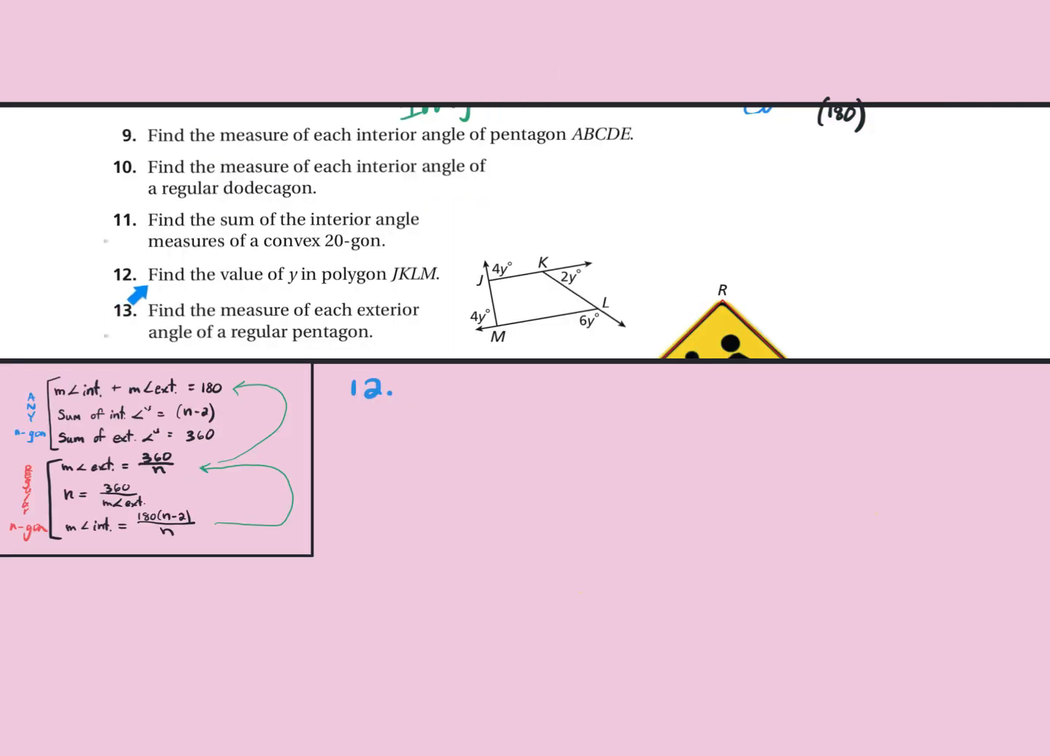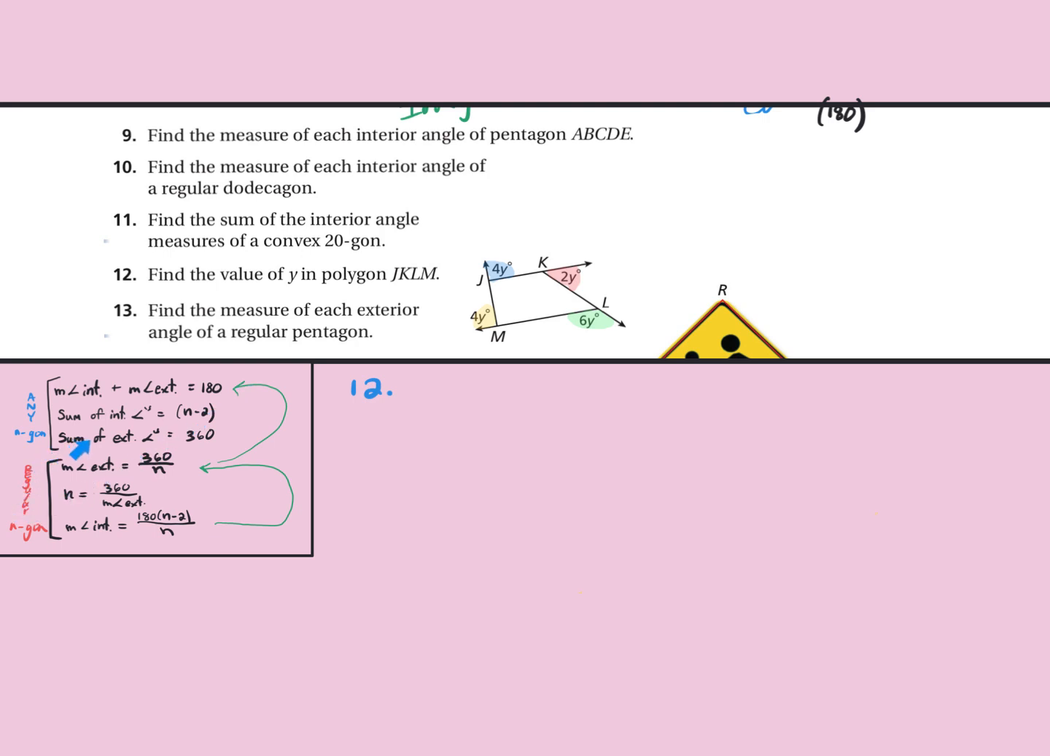Let us next take a look at number 12. Let's find the value of y in polygon JKLM, which is given to us in this picture. Notice right away that what's given are exterior angles. We know they're exterior angles because they form linear pairs with the interiors. Interior, exterior, linear pair. So what do we know about exterior angles?